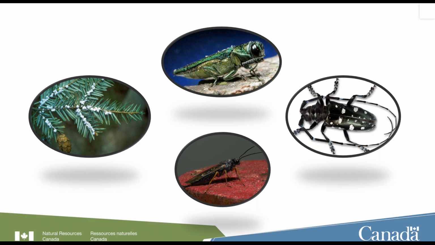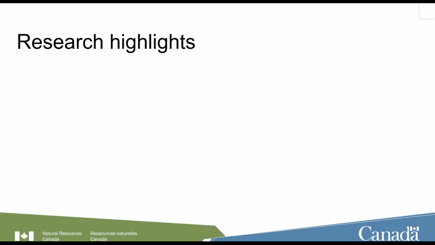The one on the left that looks like the kind of fuzzy stuff on the pine branch, or the hemlock branch there, that's Hemlock woolly adelgid. And in the bottom we have Sirex noctilio, which is something else that we still work on a little bit. So I'll talk a little bit about what we've been doing on those different pests as I go through the talk. So, a bit about some of our research highlights.